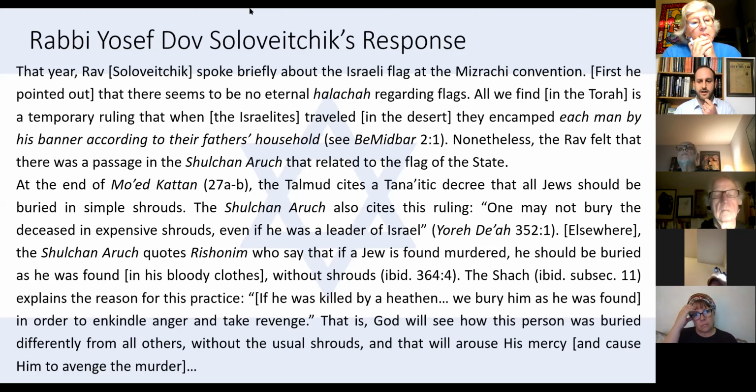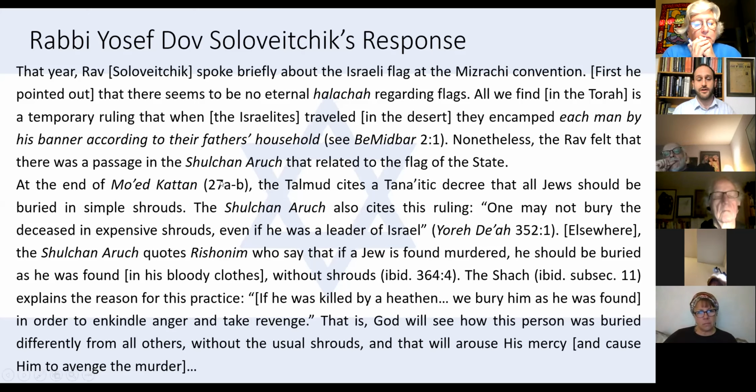And then the Shach, a commentator on the Shulchan Aruch, explains the reason that if he was killed by a heathen, we bury him as he was found, in order to enkindle anger and take revenge. That is, God will see how this person was buried differently from all others, without the usual shrouds, and that will arouse His mercy and cause Him to avenge the murder.